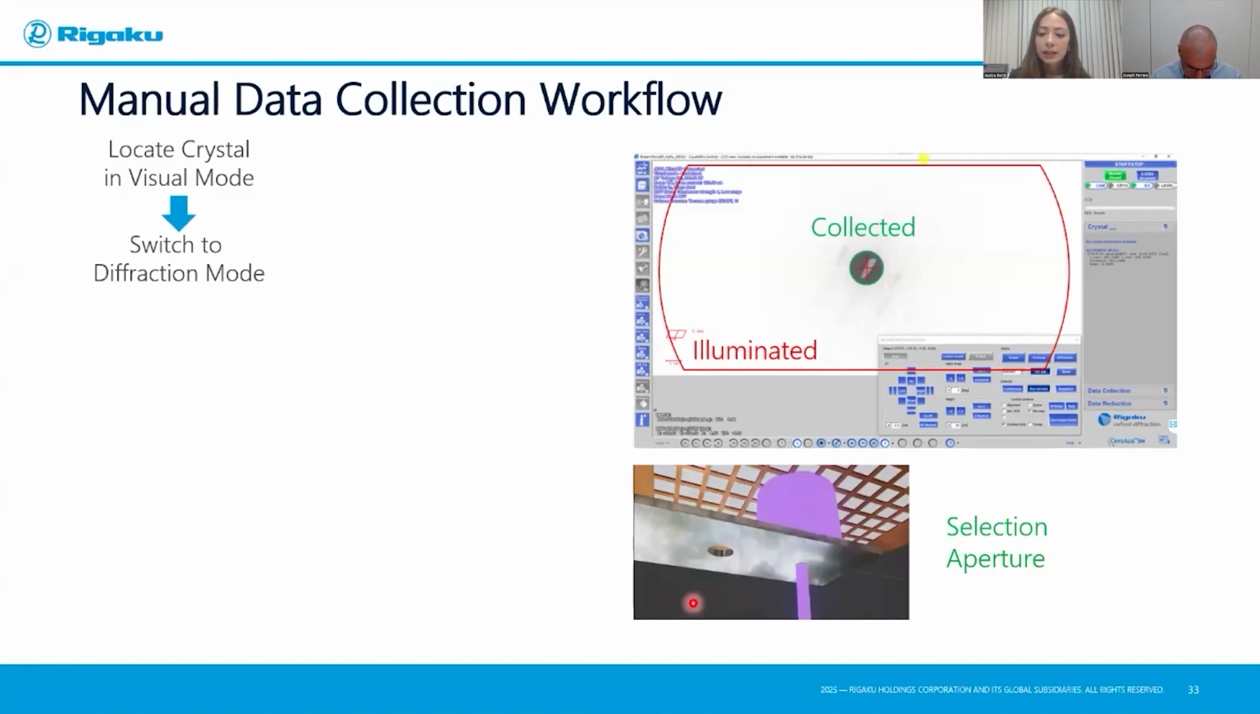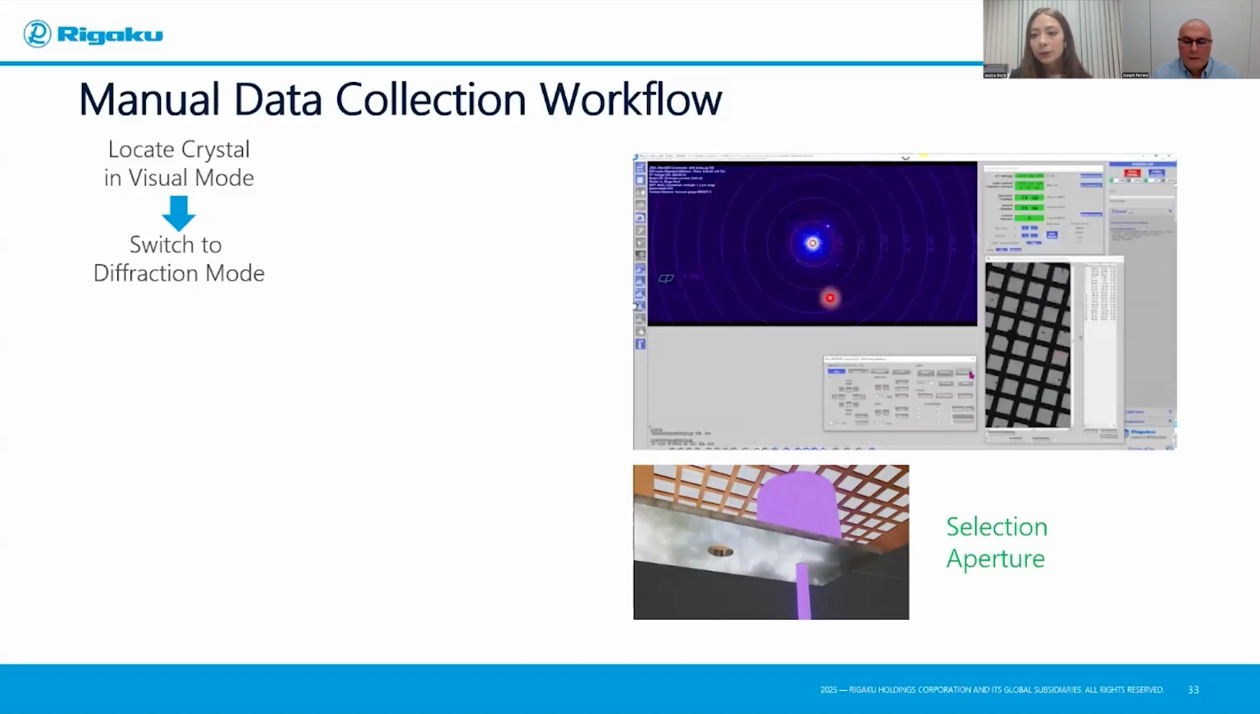aperture will be inserted. This is the selection aperture, and this aperture is actually below the sample. So this is what's represented by the smaller circle that we see on the screen, and where our diffraction data will actually come from. From here, we will switch to diffraction mode and get an idea of what the diffraction pattern is for that crystal that we just centered.